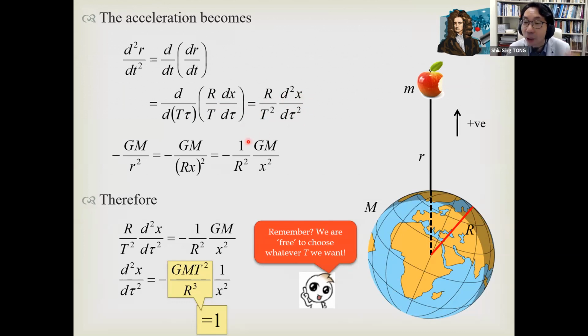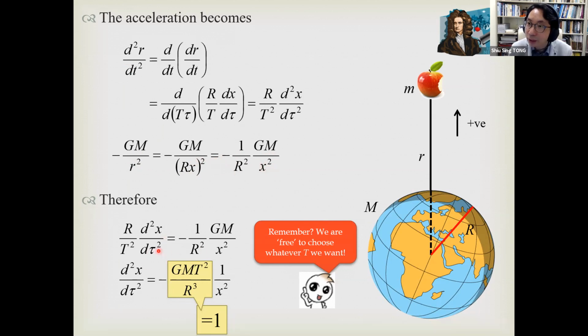We simply hide all the r and t in the constants, big R and big T. Okay. How about the gravity term on the right hand side? It is GM over r squared, but small r can be expressed in terms of big R multiplied by x. Again, we pick the big R out, so it becomes 1 over big R squared times GM over x squared, with a minus sign. Now we put everything back into the equation.